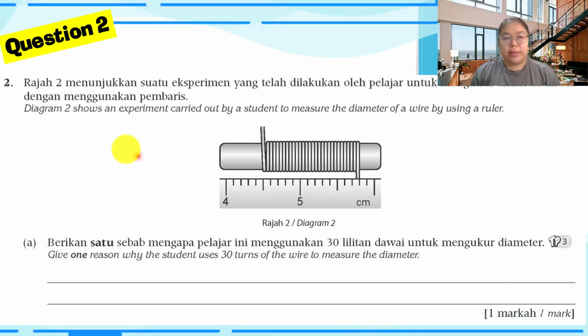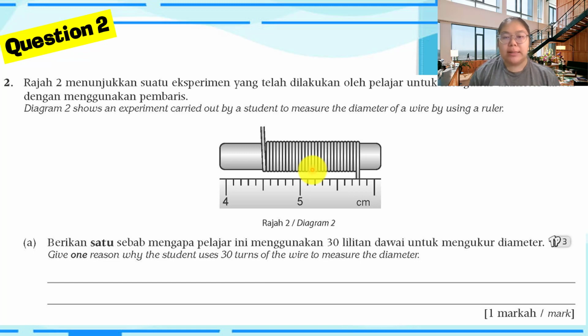Now we go to question 2. Question 2 shows the experiment carried out by a student to measure the diameter of a wire. The diameter of a wire means I want to measure one wire only by using a ruler. Give one reason why the student uses 30 turns of the wire to measure the diameter. Why do we never measure one wire only? Why do we need to wind 30 turns? After that, we measure, then we divide.